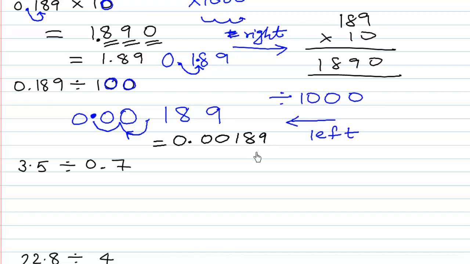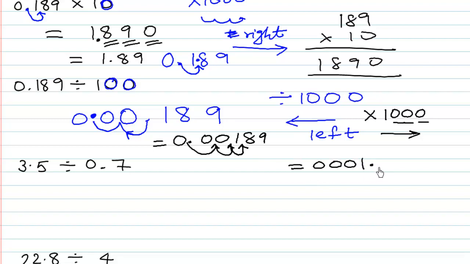So the answer to this would be 0.00189. And suppose I multiply, let's say, 1000 to this number 0.00189, the decimal point will shift 3 places towards the right, because we are multiplying, so the number has to become bigger. So now it will shift from here one place, 2 places, and 3 places. So that number becomes 0001.89, and then we can remove these extra zeros, and the answer is 1.89.